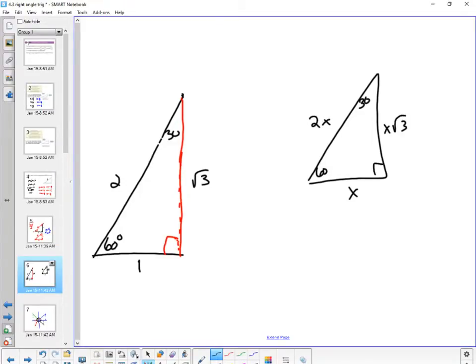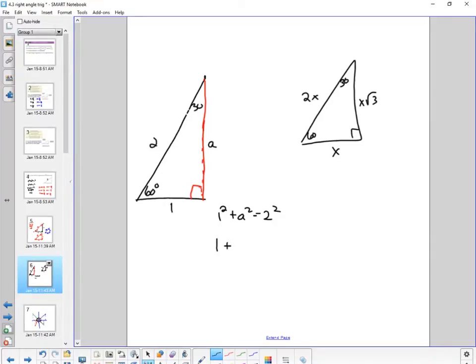Can you put that into Pythagorean theorem? Definitely. So let's call this, for now, little a. So I'm going to go 1 squared plus a squared equals 2 squared. That would give me 1 plus a squared equals 4. Take 1 away from both sides. A squared is equal to 3. And then finally I take the square root of that, which gives me radical 3. And there's your work for that, okay?